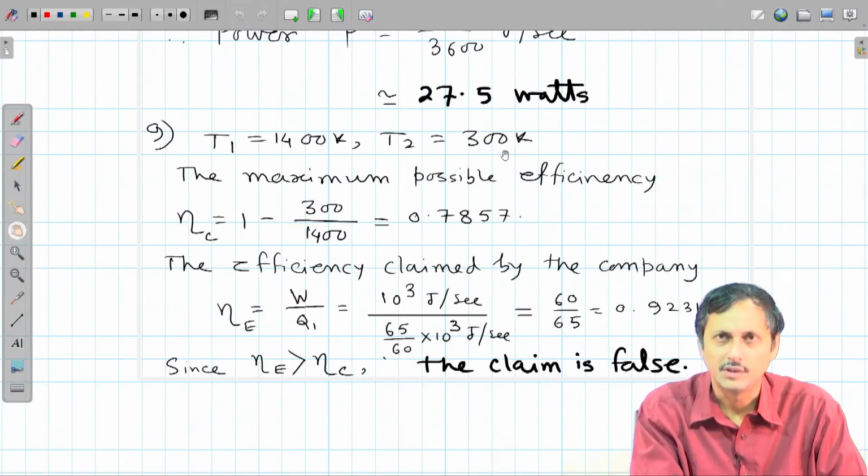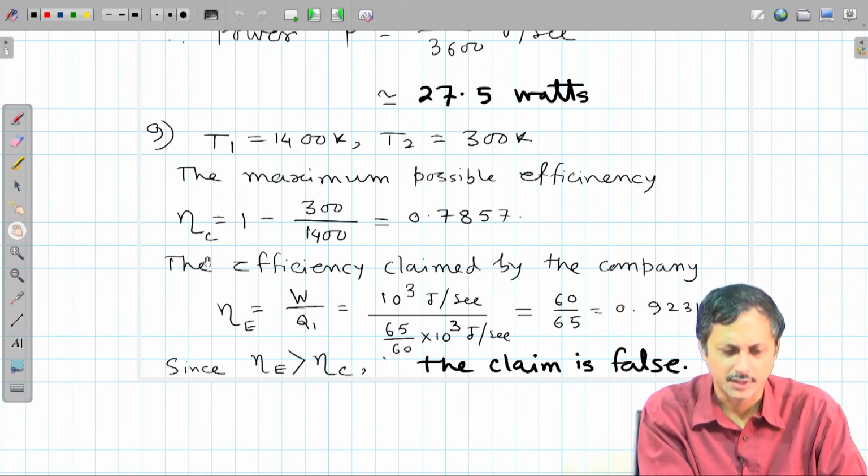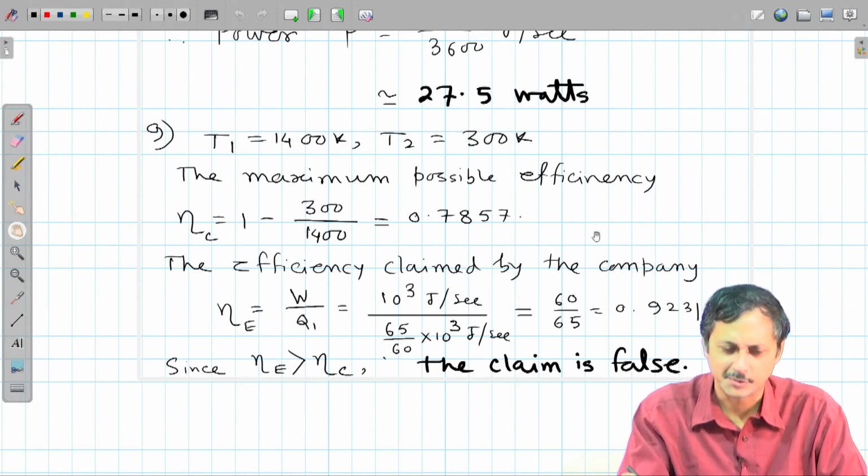T1, T2 is given. The maximum possible efficiency, that is for a Carnot engine, is eta C is equal to 0.7857. So, this is the maximum efficiency.